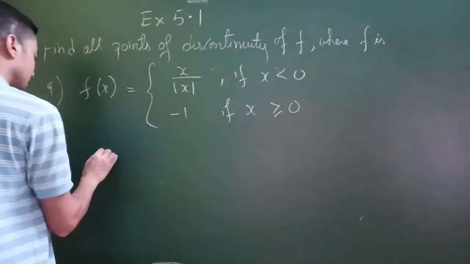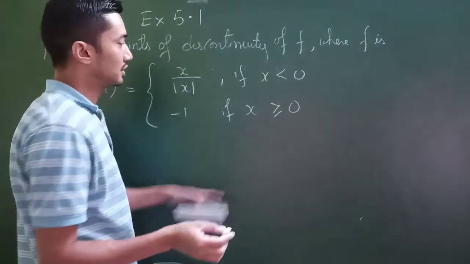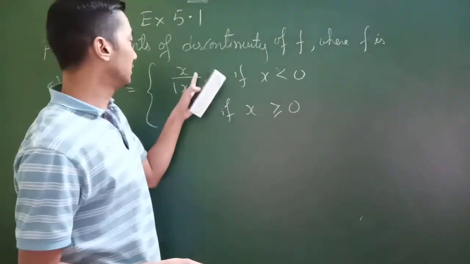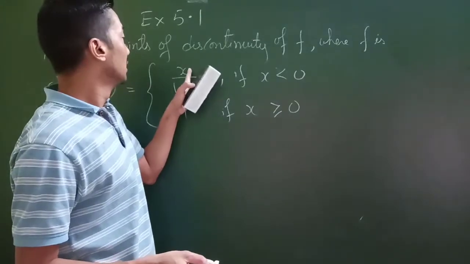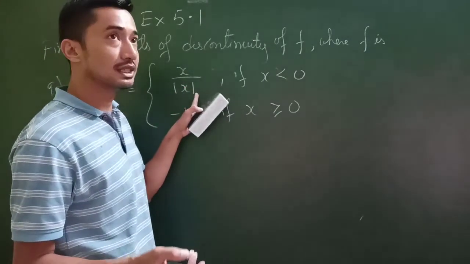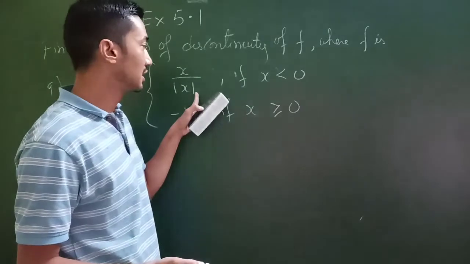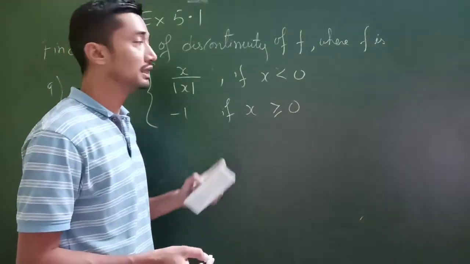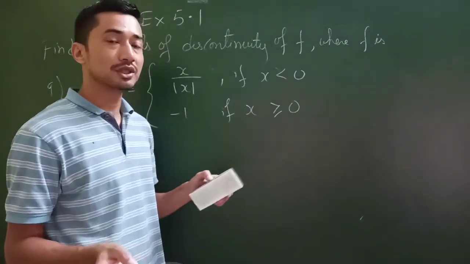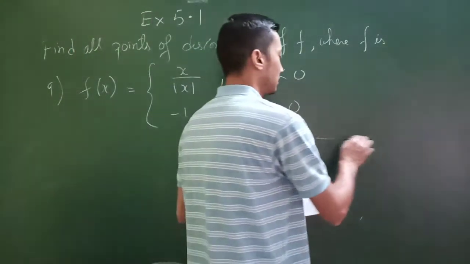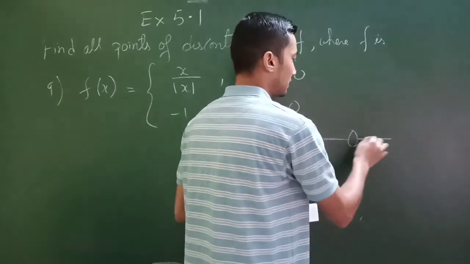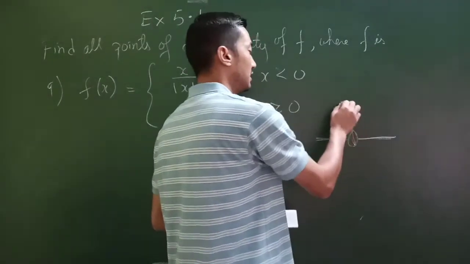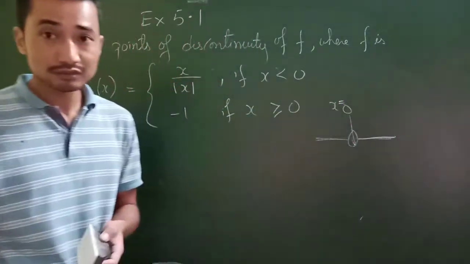See, for x less than 0, this is a rational function. Algebraic modulus, we have already seen that the modulus function is also continuous. For x greater than 0, it is minus 1, which is a constant function. So definitely this function is continuous before and after 0. The only place where we will be concerned is at x equal to 0.